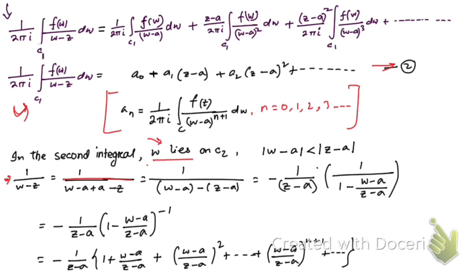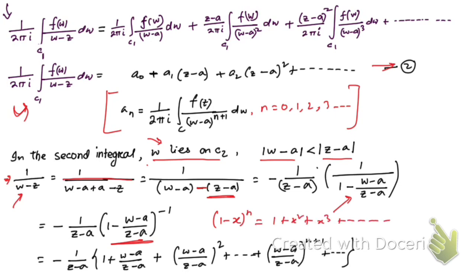So here w lies on c2, so w minus a must be less than z minus a, right? So this can be written in this way. So here you see what we have done here. We have taken this one common with this minus sign, right? And so we have got this, which can be written in this way. And again we have used this 1 minus x whole to the power n. Its expansion is 1 plus x square plus x to the power 3 plus dot dot dot so on. That's what we have used here, right? So now let me go to the next slide.